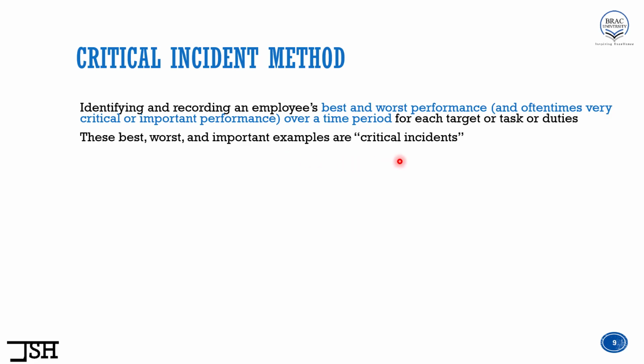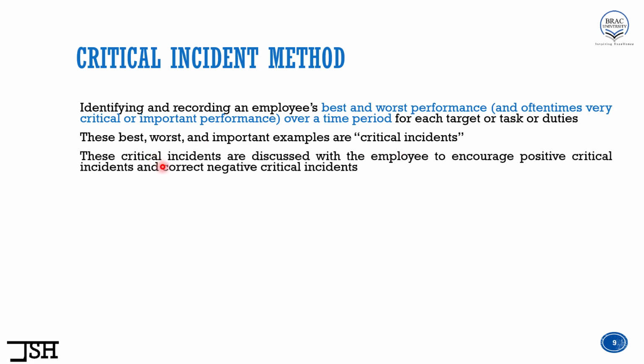So once the HR manager records all the important or critical performances of an employee, what happens next? This is what happens. These recorded critical incidents are discussed with the employee to encourage positive critical incidents and correct negative critical incidents. It is as simple as that. So once the critical incidents or important performances are recorded, then at the end of the year, the HR manager sits with the employee and discusses those performances.